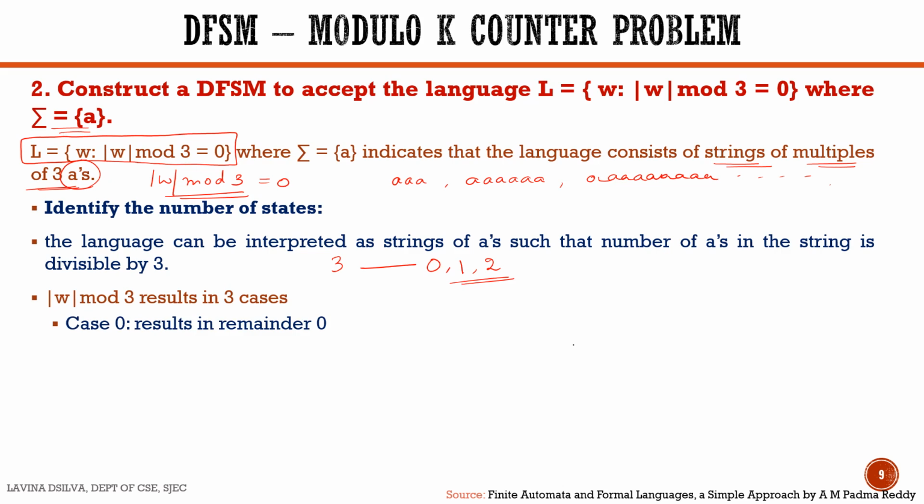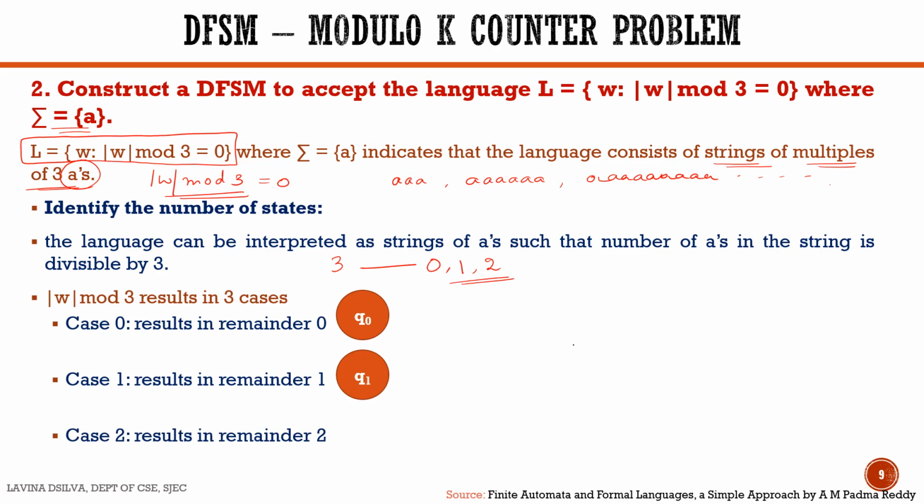The first one is case 0, where the result is remainder 0. For this case, we take the state representation Q0. In case 1, the result is remainder 1, and we use Q1 as the state representation. In case 2, where we have remainder 2, it results in the state representation Q2.